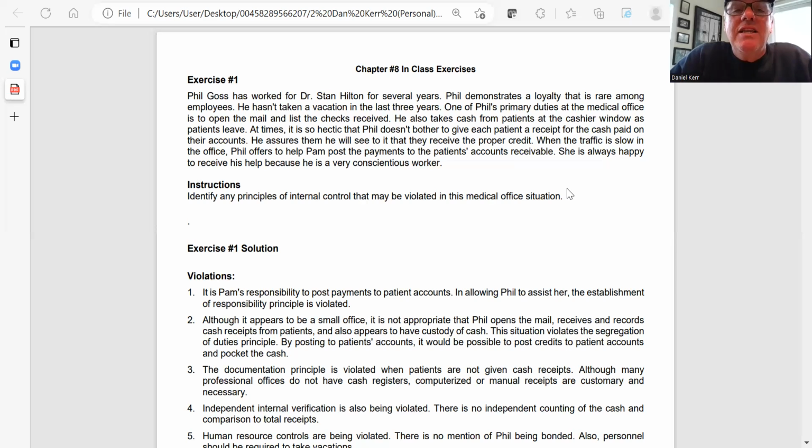At times, it's so hectic that Phil doesn't bother to give each patient a cash receipt for the payment on account. And what about documentation for receipts? That doesn't sound too good. He assures them he will see to it that they receive their proper credit. When the traffic is slow in the office, Phil offers to help Pam post payments. Well, that's Pam's job to post payments to accounts receivable, not his. However, she's always happy and glad he's a conscientious worker. So someone who's got a good reputation as a hard worker.